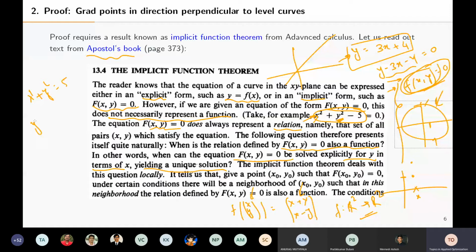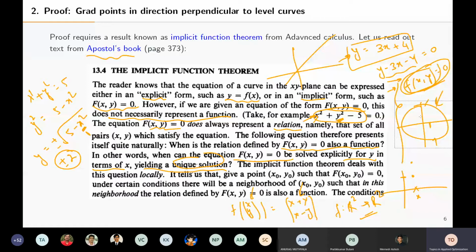So y square is 5 minus x square, and y would be plus minus square root of 5 minus x square. And what this is asking for is a unique solution, but you don't get a unique solution. If I put x equals 1, then I get y equal to plus minus 2. So I'm not getting a unique output. For a function I must have a unique output.